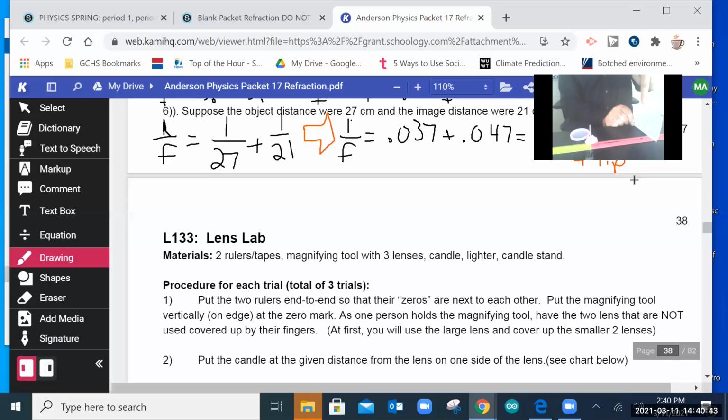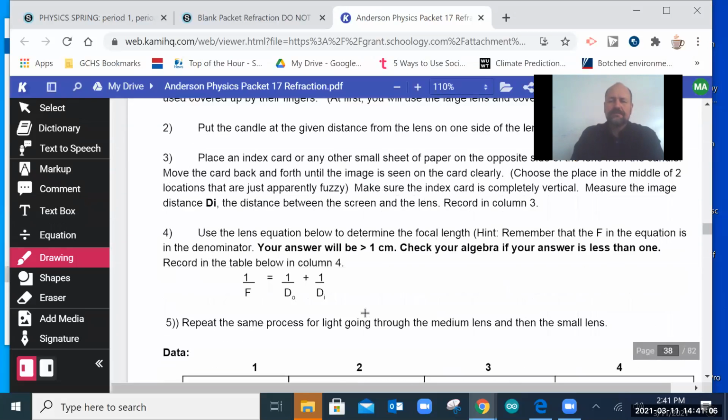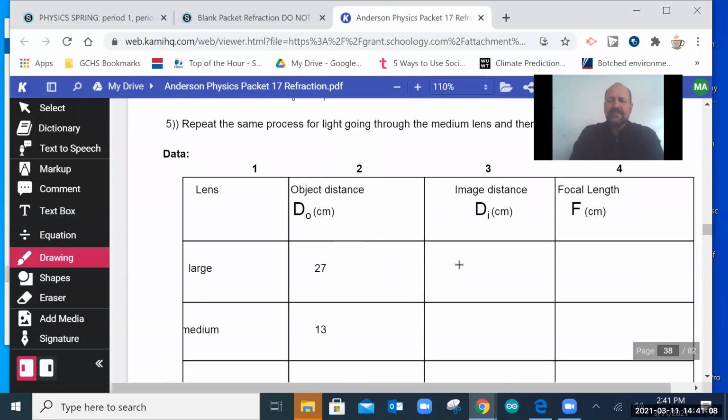Please write that in the chart below at the bottom or on another sheet of paper if you don't have your computer document going. 18 is the image distance. The object distance over here to the glowing candle is 27. So let me write that down here. 27, the image distance is 18.